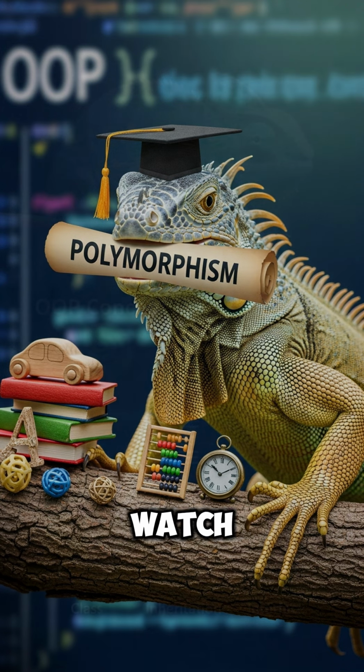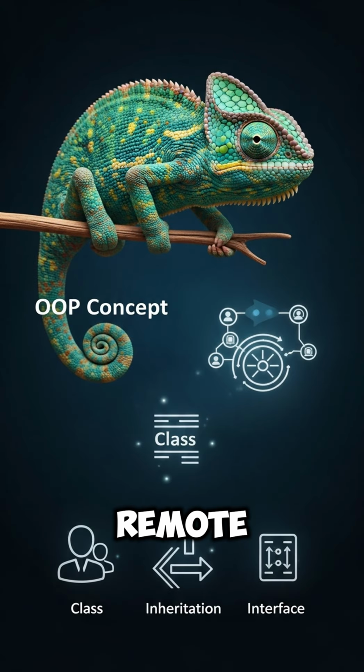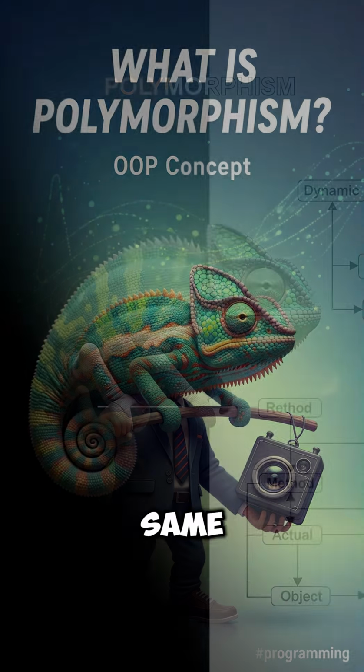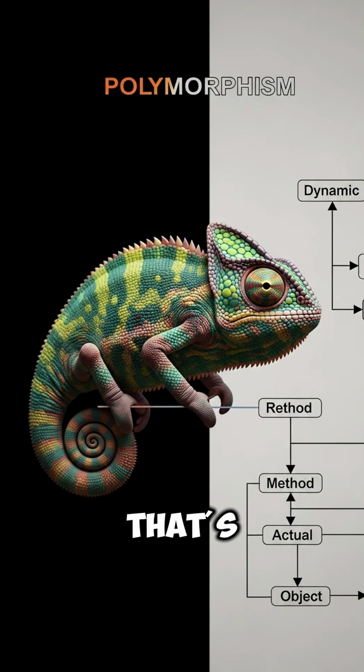Sounds confusing? Watch this. Imagine you have a remote control with a play button. Press it on a TV, it plays a show. Press it on a speaker, it plays music. Press it on a game console, it starts a game. Same button, different behaviors. That's polymorphism.